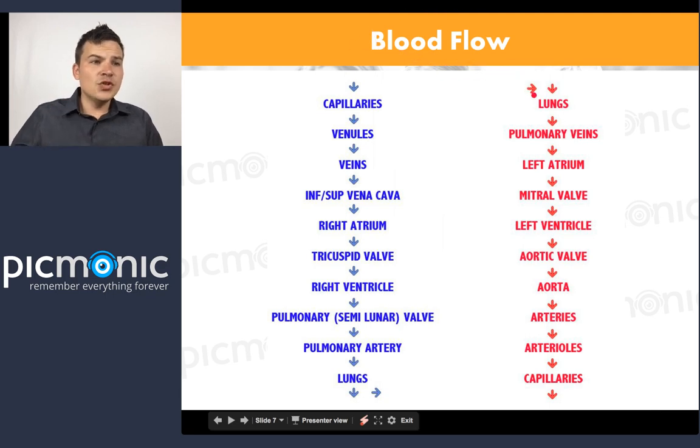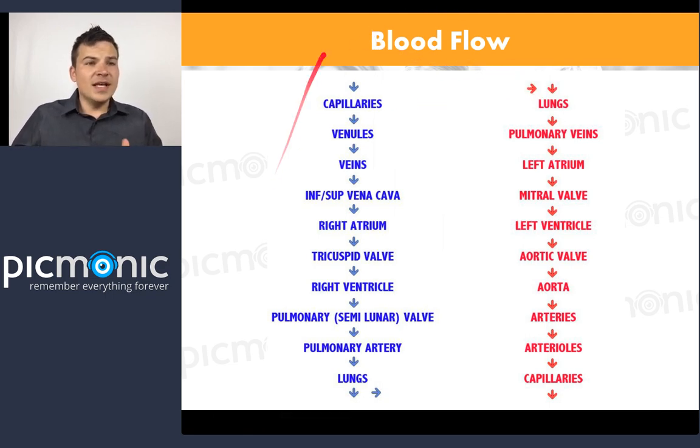Now, one thing that's super important is, like I said, knowing that blood flow. Yes, you really do need to understand all of the blood flow, because then you can see the actual flow through the heart and understand what's going on.